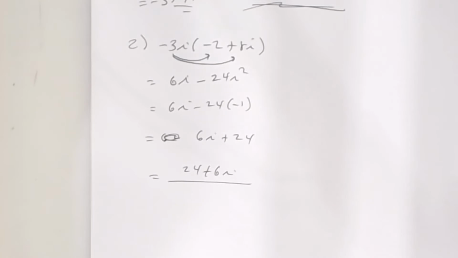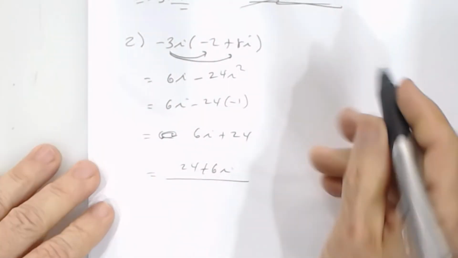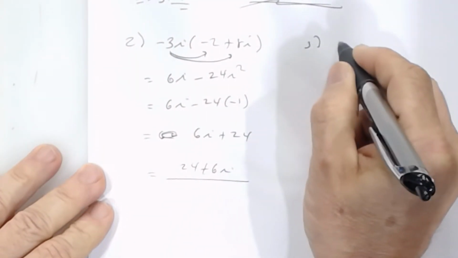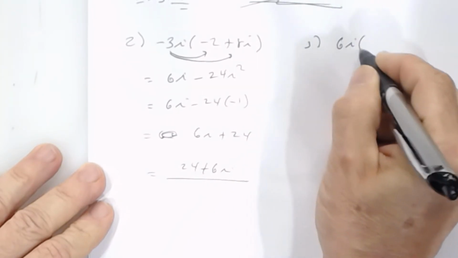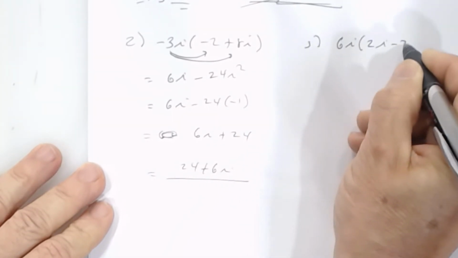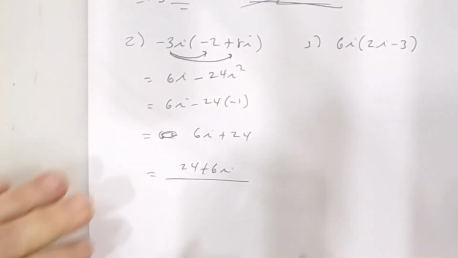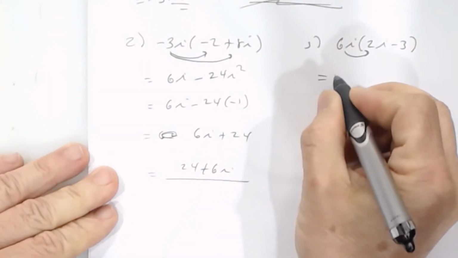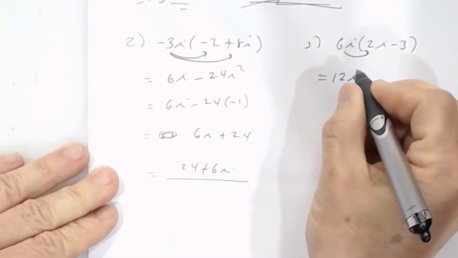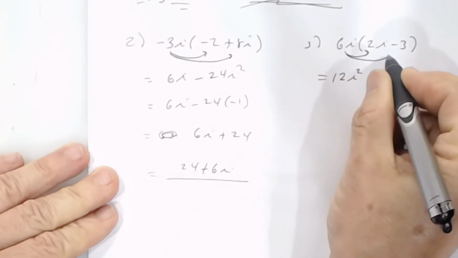Okay. All right, number 3. 6i times 2i minus 3. I will multiply those two complex numbers. What do I do first? Distribute. What's 6i times 2i? What's 6i times a negative 3?